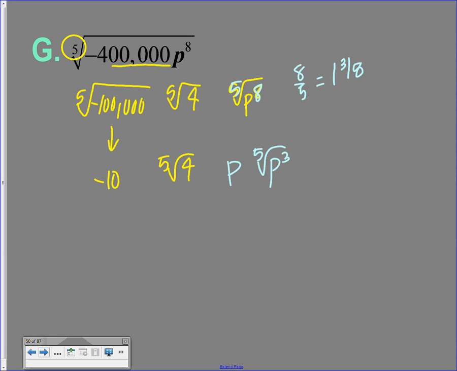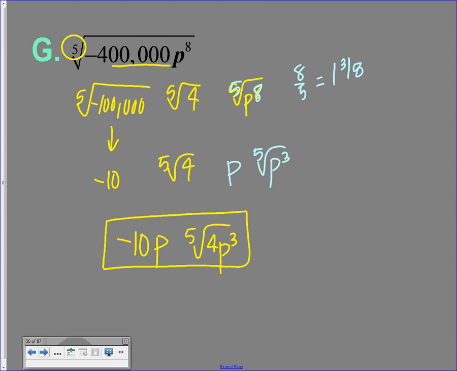So where are we? Then we are putting the things that are outside together, so the negative 10 and the p, and then the 5th root of 4p to the 3rd, all the stuff that is left inside. All right, so we'll try one more.